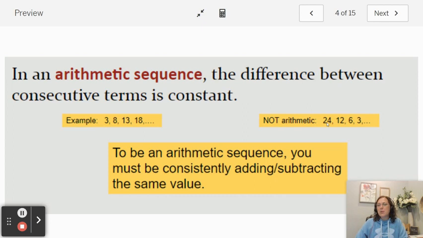Now, if it's not arithmetic, what you can see is 24 minus 12 would give us 12, but 12 minus 6 would give us 6. So we are subtracting something here, but what we are subtracting is changing each time. So in order to be an arithmetic sequence, you've got to be adding or subtracting the same thing every time.